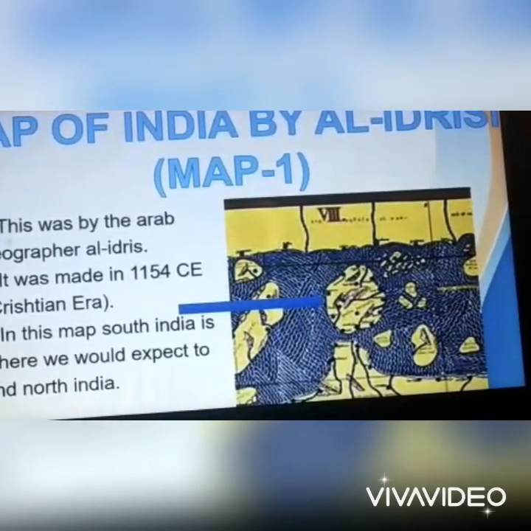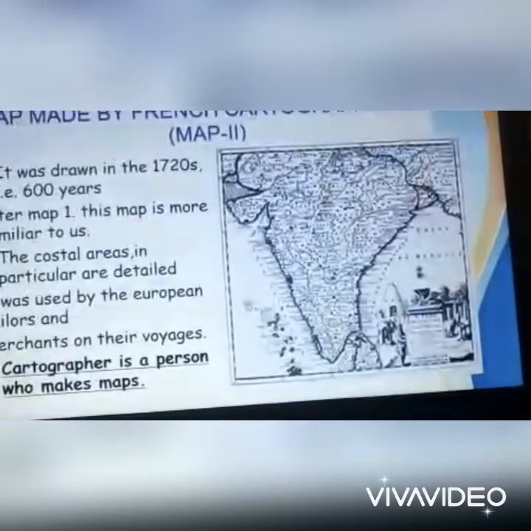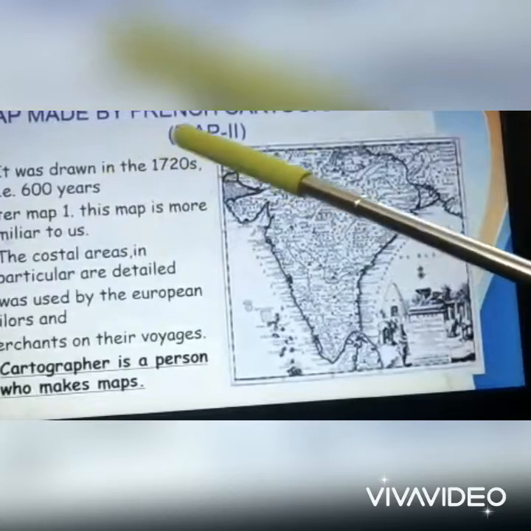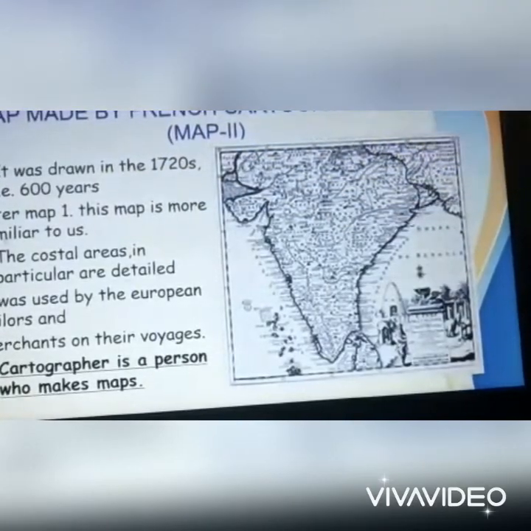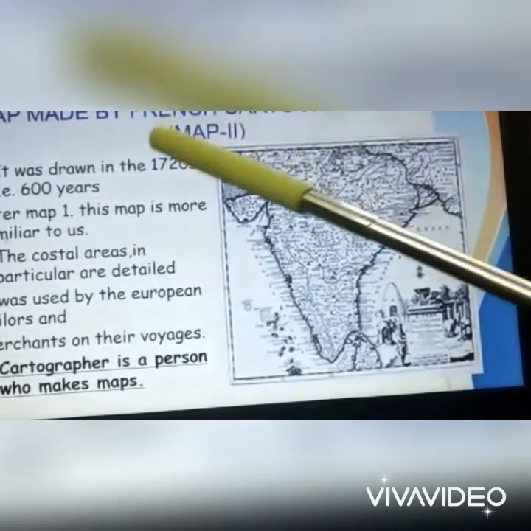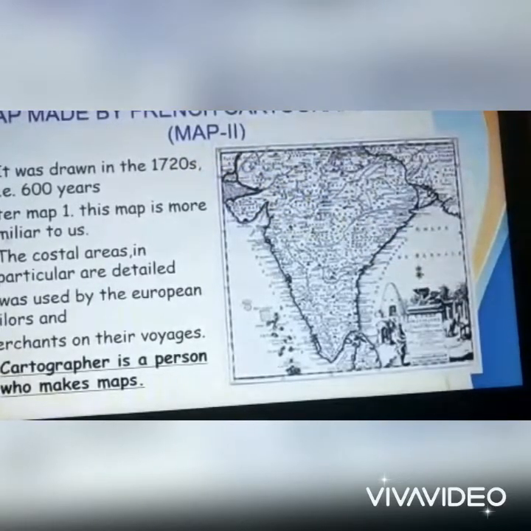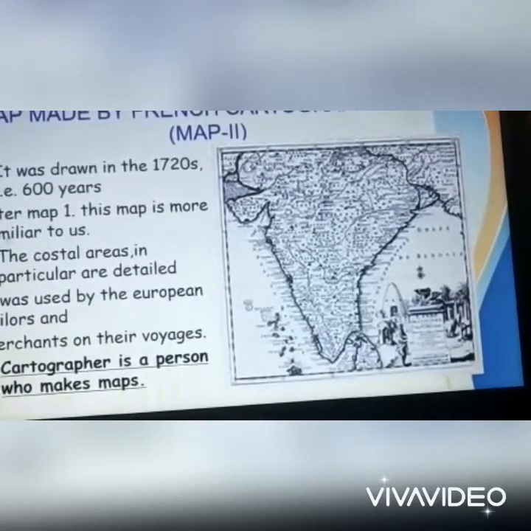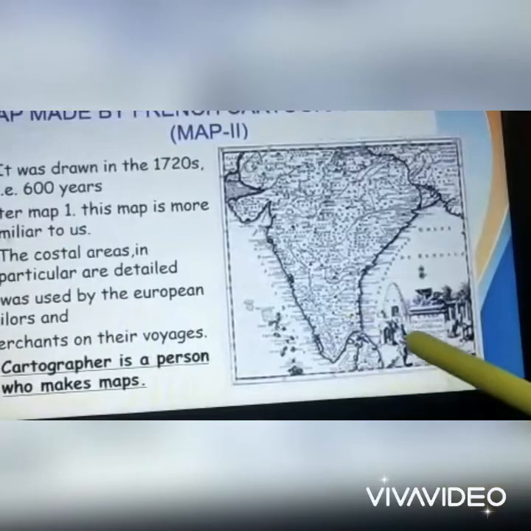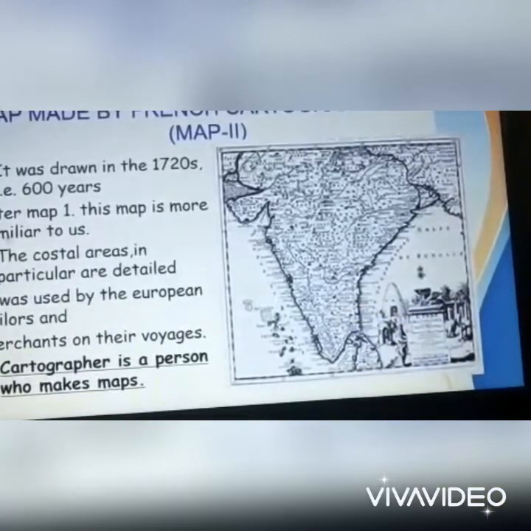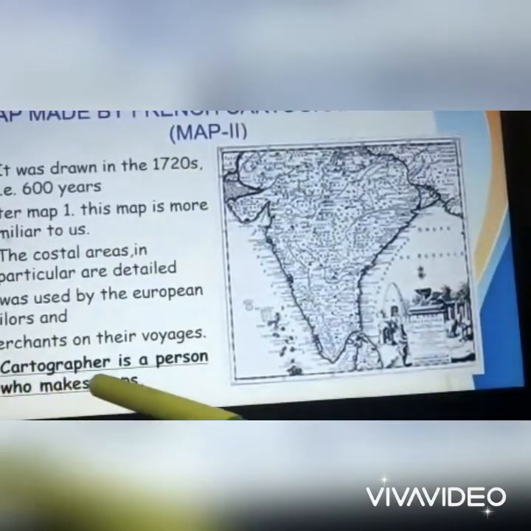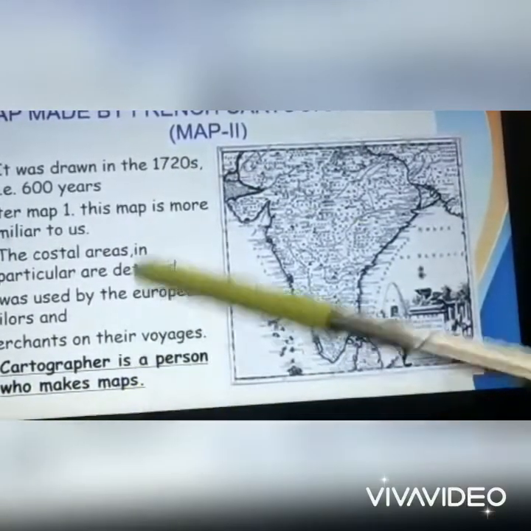600 years after Al-Idris made this map of India, a French cartographer once again drew the map of India in the 1720s, which is more familiar to us now. It is similar to the map of India which we use today. Sri Lanka is seen at the south of India. Who is a cartographer? A cartographer is a person who makes maps.